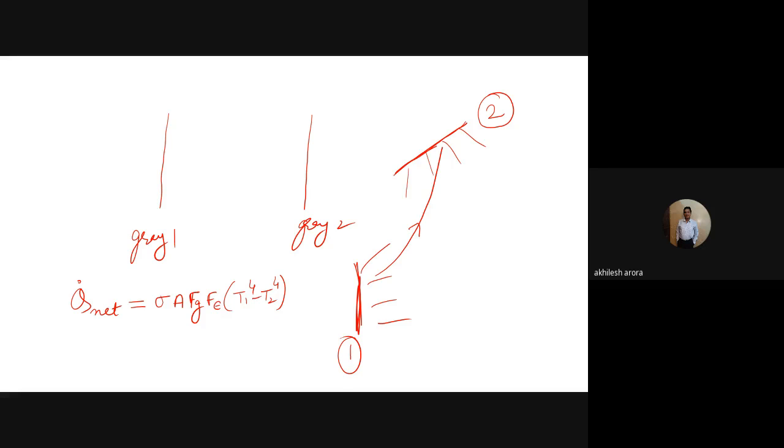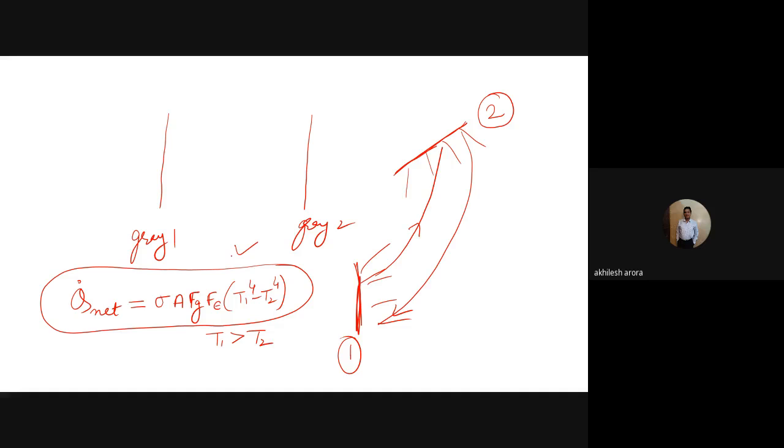So basically we are saying that temperature T1 is greater than T2. So some part of the energy from 2 is also reaching 1, but the energy which is leaving 1 is more than the energy which is coming from 2. So net heat exchange between two gray bodies is given by this particular equation. We will discuss this in more detail when we study the radiation part.